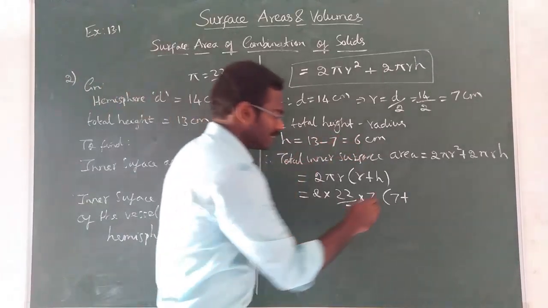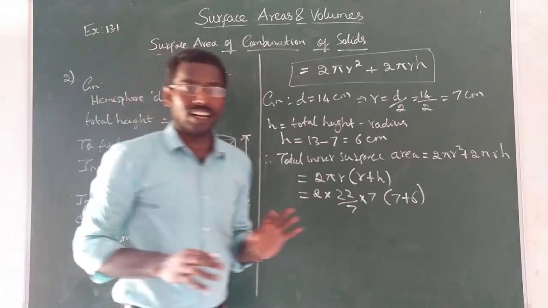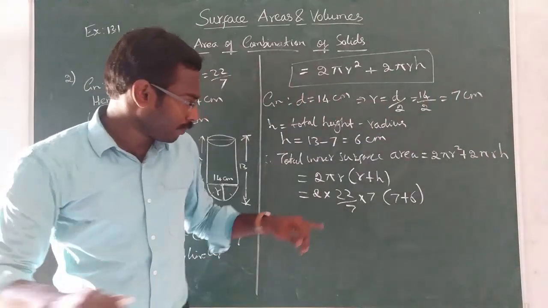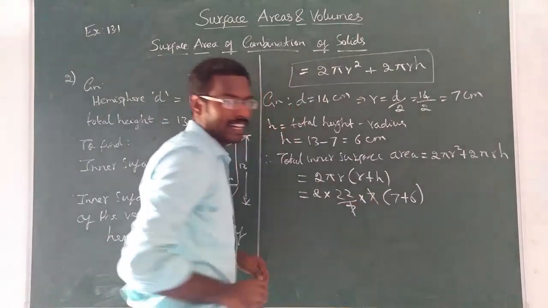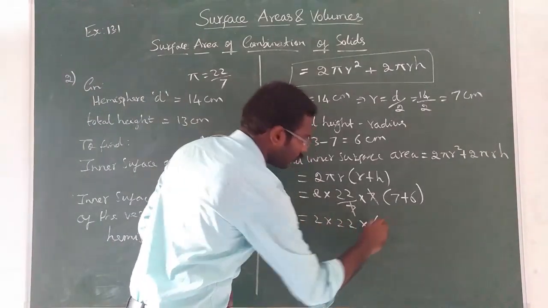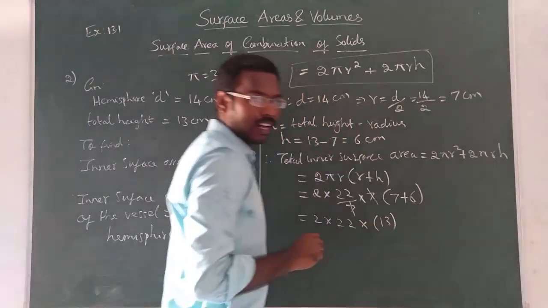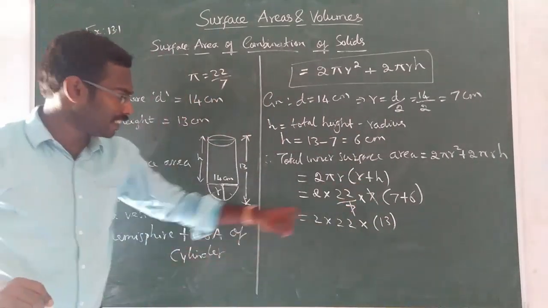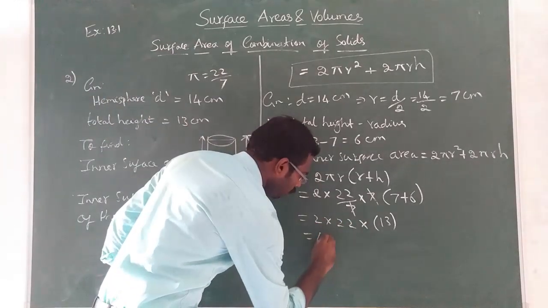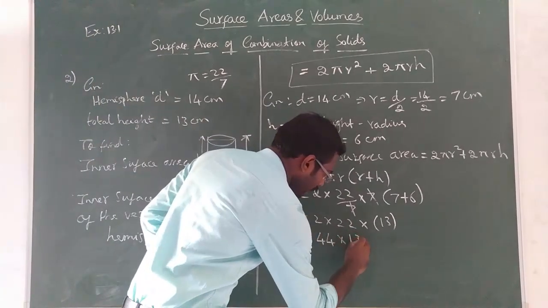H is 6. Actually, this chapter is easy only. Okay, and interesting also. So you have to follow me and you have to do the homework sincerely. Now, this 7 and 7 cancel. So you will get 2 into 22 into, in the bracket, 7 plus 6, that is 13. Understood? 7 plus 6 is 13. This 7 cancels. Now 2 into 22 is equal to 44, into 13.